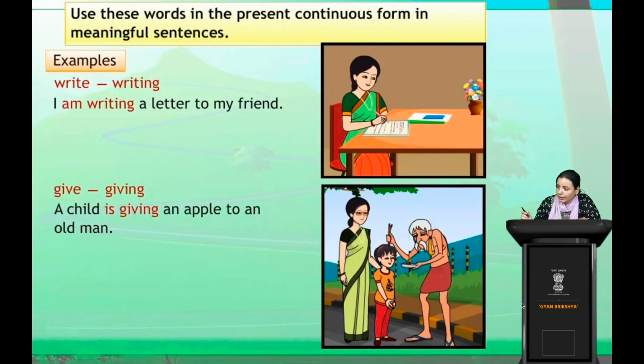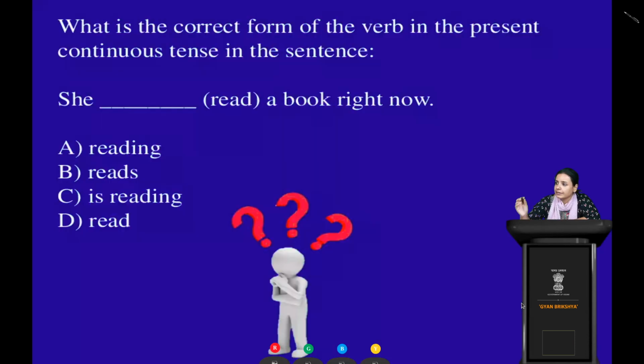Okay, so there are many examples like that. Now here is a question, students, so try to answer these questions carefully. What is the correct form of the verb in the present continuous tense in the sentence? So let's start the timer. What would be the answer, students? She dash in the bracket read a book right now.